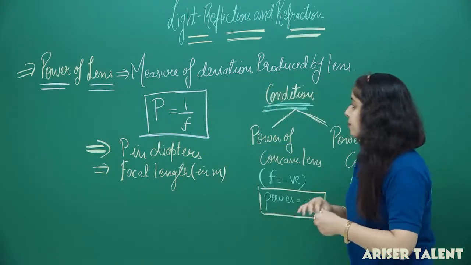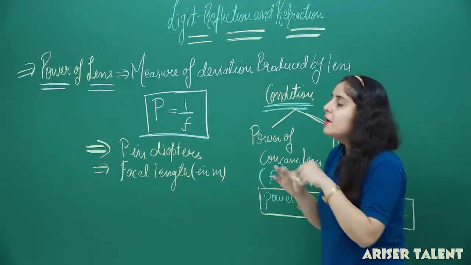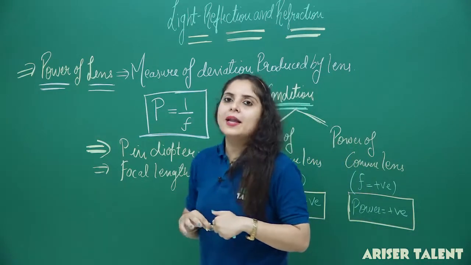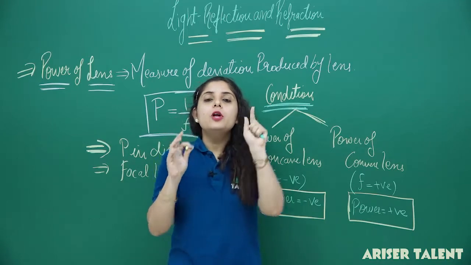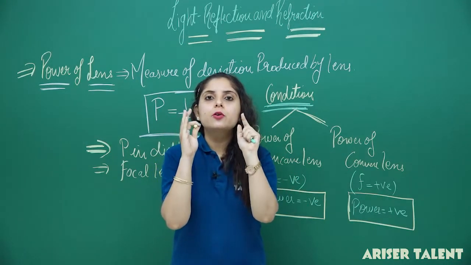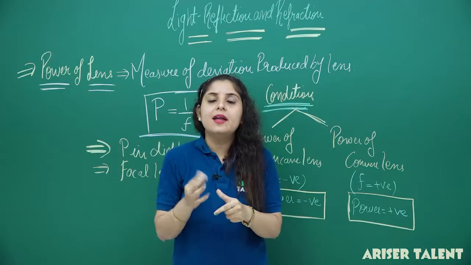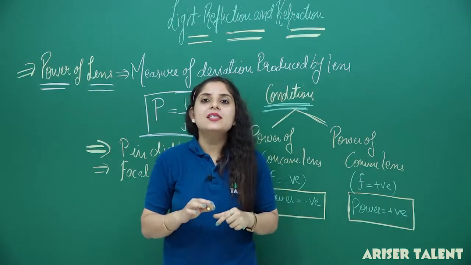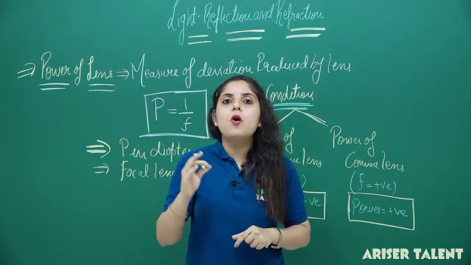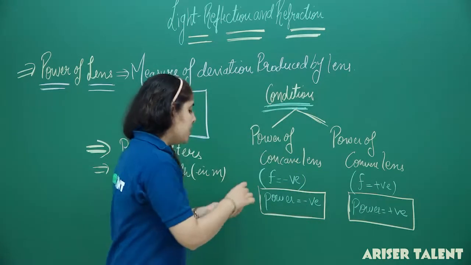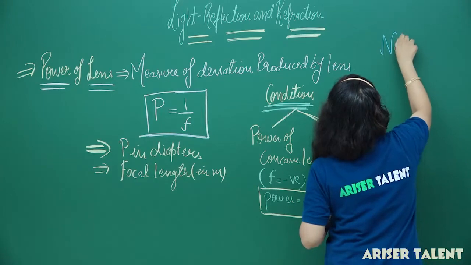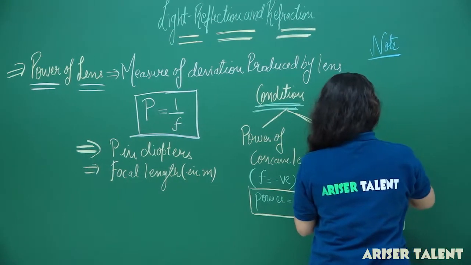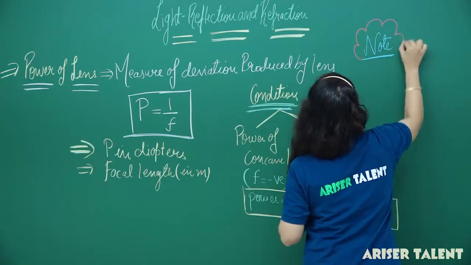Now, this is the whole thing about the power, but one thing you have to keep in mind: if you are taking a combination of lenses, it means if you have two lenses placed in close contact with each other, then what will be the power of both the lenses? The power will be the sum of the individual powers. Here, this is a very important note to remember. So, just keep it in your mind.